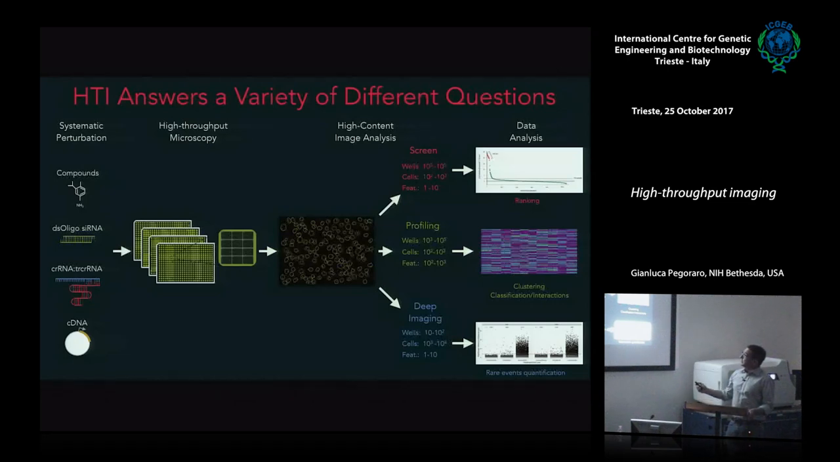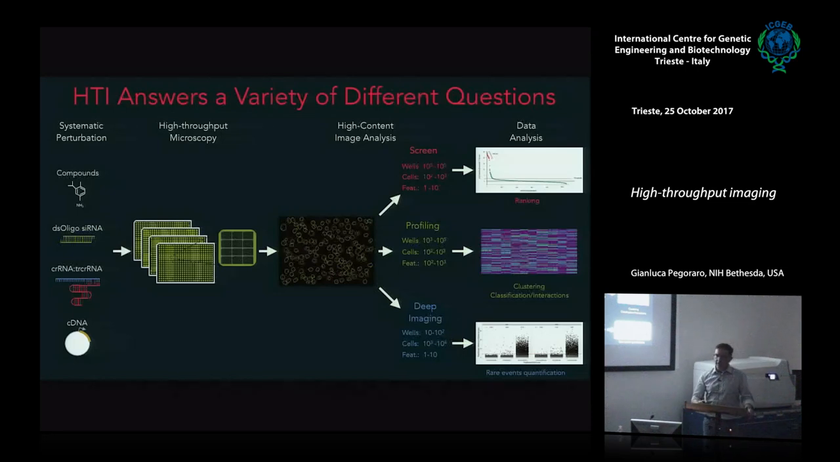Some labs, some high-throughput imaging cores, have also used high-throughput imaging for profiling. And the idea here is to extract not one or a few cellular features, but tens or thousands of cellular features, and then use these complex multiparametric data sets of cellular features to cluster or to identify functions of the compounds based on the results of the experiment.